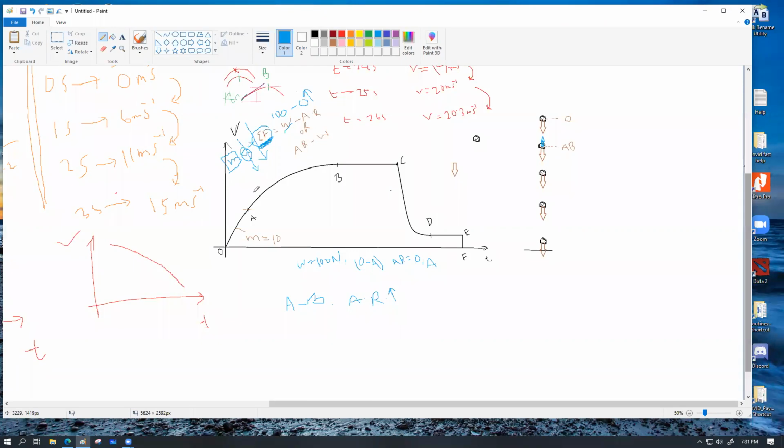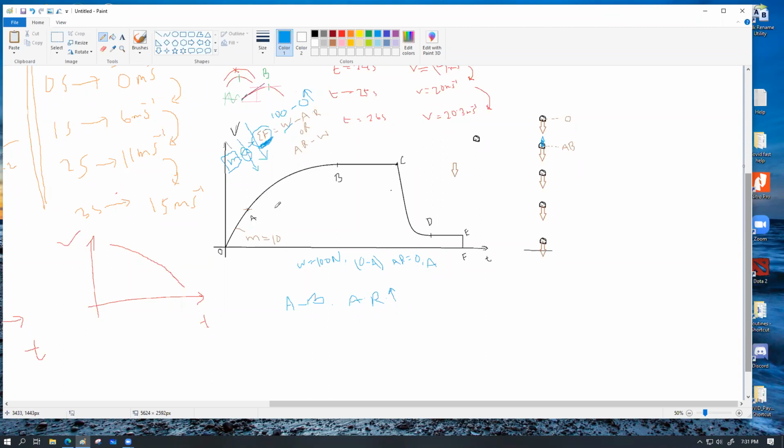This is exactly why you can see from A to B, the gradient of the graph is becoming less, because the acceleration of the parachutist is becoming less and less and less. So he is speeding up. He's still falling downwards, but he's not speeding up as much as earlier. Every single second that passes, he gains speed, but he is not gaining speed as rapidly as he was a moment earlier.